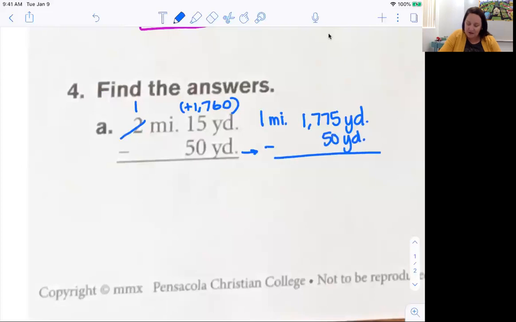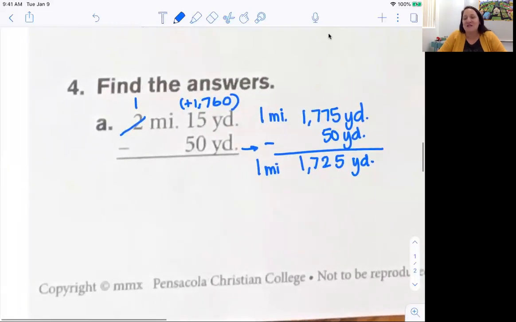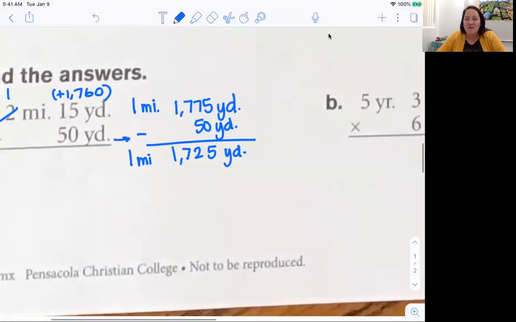Now we can subtract. We'll subtract here. We know this is yards. 7 minus 5 is 2. So 1,725 yards. We have 1 mile and 1,725 yards. Don't get confused, I should say. Just because it's a big number, we can still work it out. Big numbers work as well.